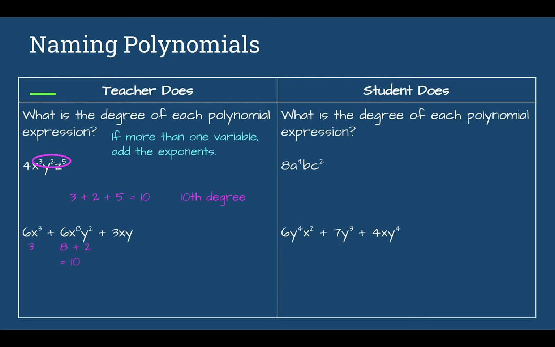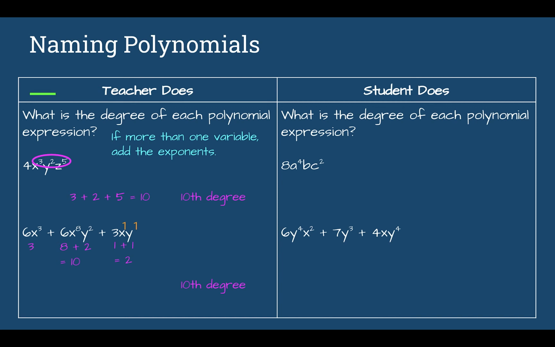I would add those two together, so that part is a 10. For the last part, I have 3xy. Those both have a hidden 1 as their exponent. So those together would actually be a second degree part. Now, for the degree of the whole expression, I'm going to choose the one that's the highest. So this would also be a 10th degree. That middle term, 8 plus 2, was the highest degree of all of the parts. That's the one we're going to choose.